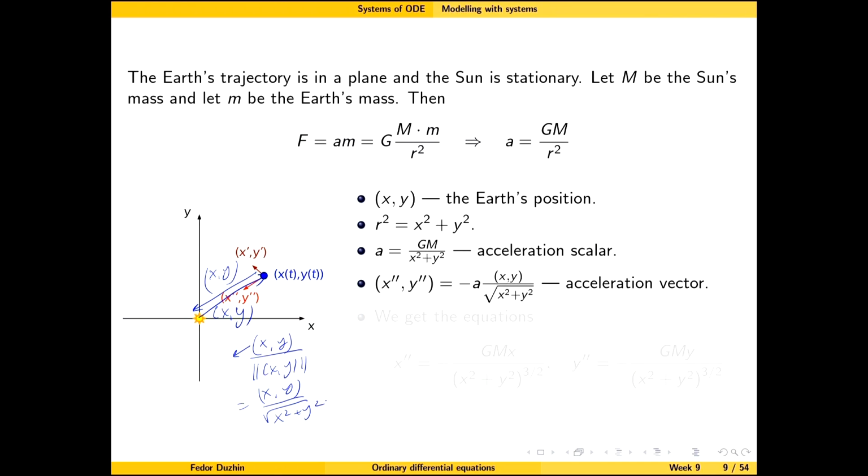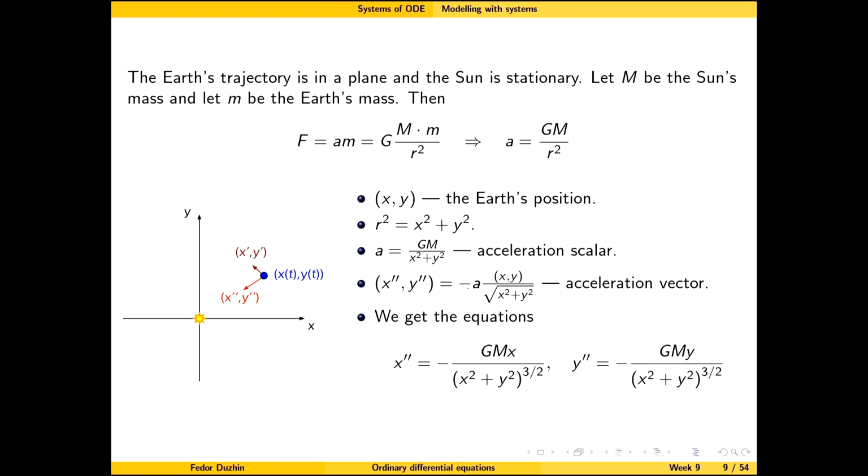In other words, this thing here is the unit vector that points from the sun to the Earth. So minus this thing is the vector that points from the Earth to the sun, and then we need to multiply it by a, which is the length of the acceleration vector, and by putting it together we get these two equations. So the motion of the Earth around the sun is described by a system of two second-order differential equations. But it doesn't stop here.